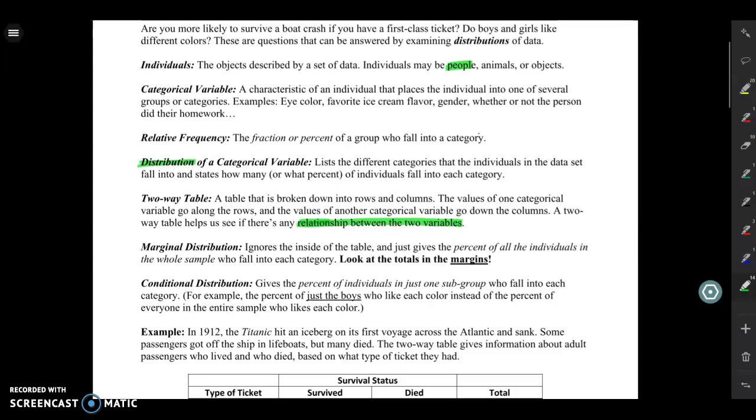So we're looking at the margins, which are like the edges of our table. You'll see in a little bit, in our first example, what those margins will look like.